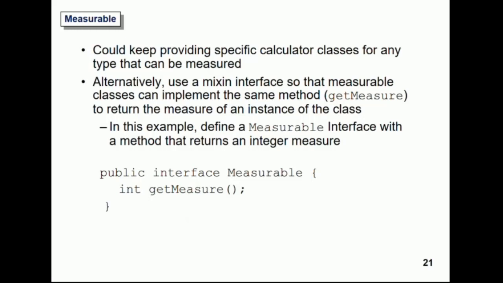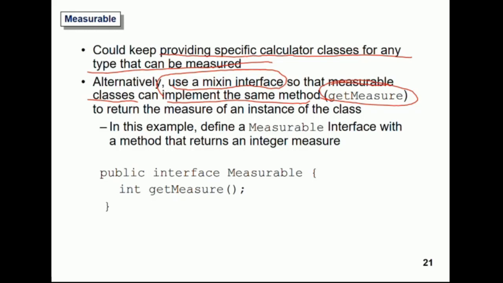So we could keep providing specific calculator classes for any type that can be measured, or alternatively, ideally what we want to do is use a Mixin interface. So that's measurable classes. Any measurable class, whether it's a cash box or a bank account, can implement the same method, getMeasure. You can call this method anything that you want, but in this case we've called it getMeasure. And any class that wants to calculate itself needs to implement something called a measurable interface.